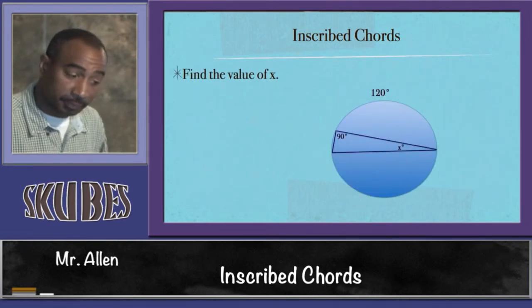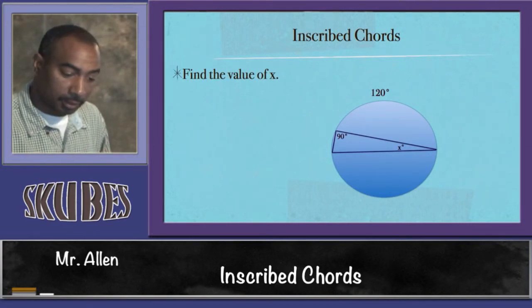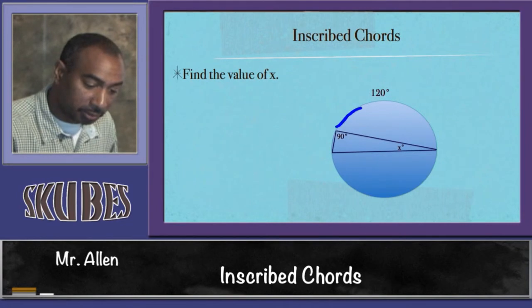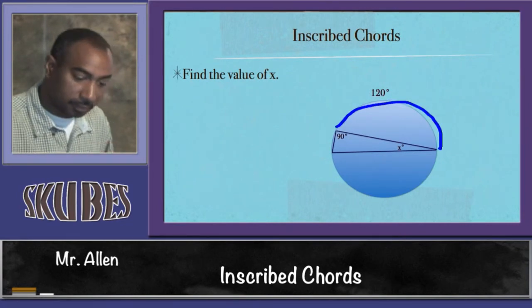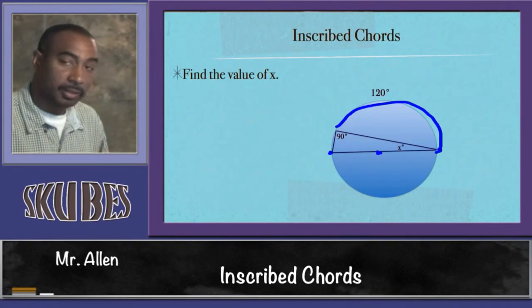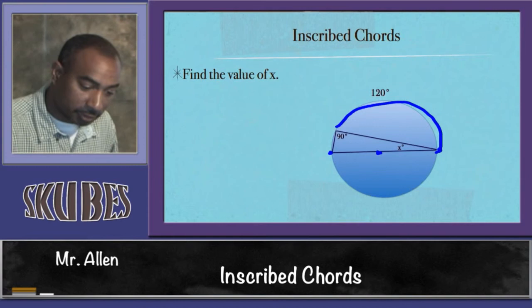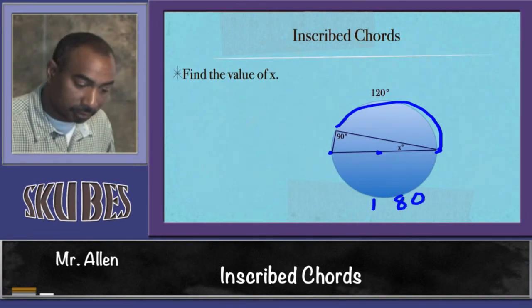All right, and in conclusion, let's find the value of x in this situation. This arc is 120 degrees. I need to know the value of x. This chord here is the diameter because it runs through the center of the circle. Therefore, this is 180 degrees.